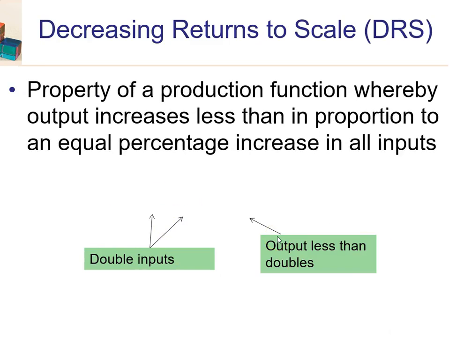Or you could have the decreasing returns to scale case. In this case, whatever output you get when you have doubled your inputs is going to be smaller than simply doubling your output. So this is a case where your output less than doubles.